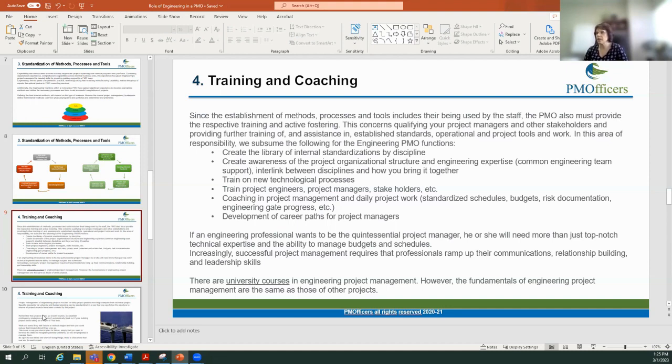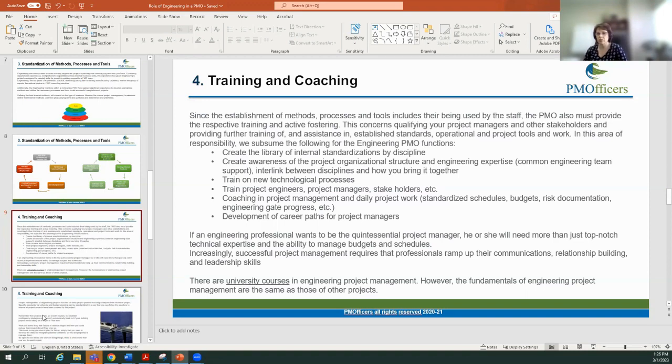This concerns qualifying your project managers and other stakeholders and providing further training and assistance, establishing standards, and operational and project tools and work. In this area of responsibility, we subsume the following for the engineering PMO functions. They can create the library of internal standardization by discipline, as I was mentioning before. Create answers of the project, organizational structure, and engineering expertise. Common engineering team, interlink between disciplines, and how you bring it all together.